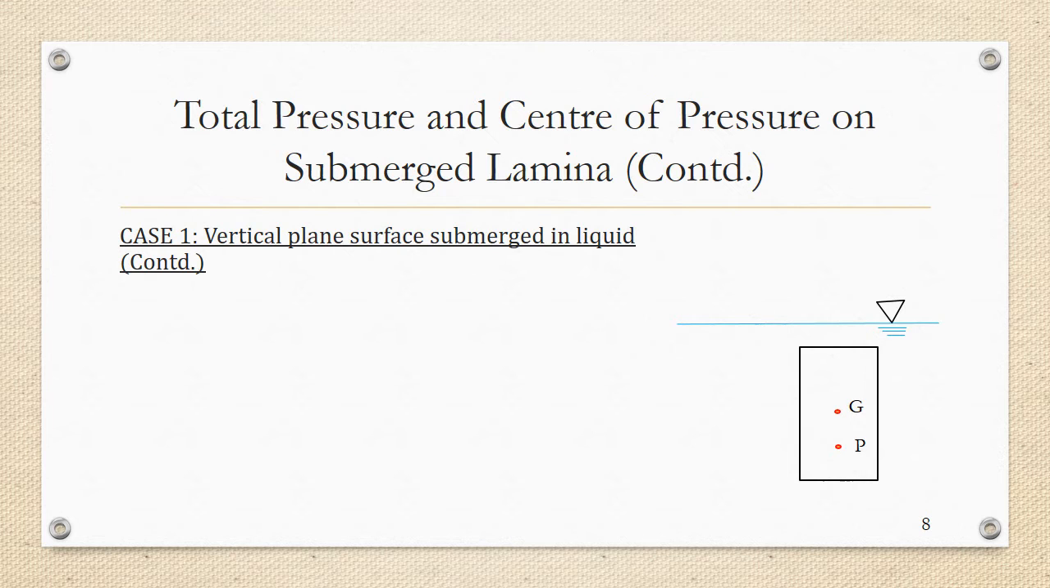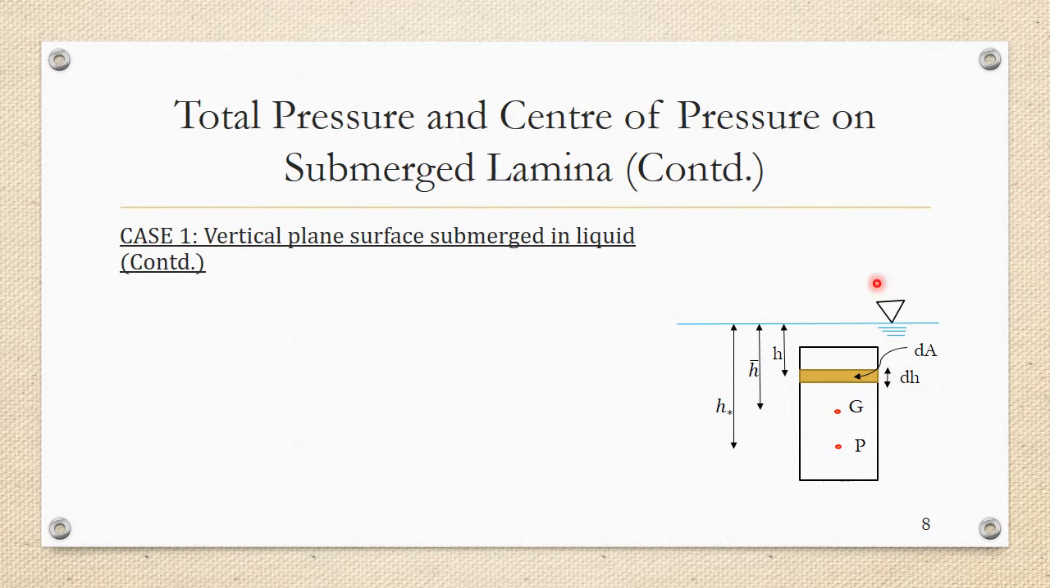So, first I'll mark the position of center of gravity and center of pressure. Center of gravity is at a distance of h bar from the free surface, and center of pressure is at a distance of h star from the free surface. Now, I will take a small strip or elemental area on this body, and let me call this elemental area dA. Let the area of this elemental strip be equal to dA. The depth of this particular strip is equal to dh, and it is at a depth of h below the free surface.